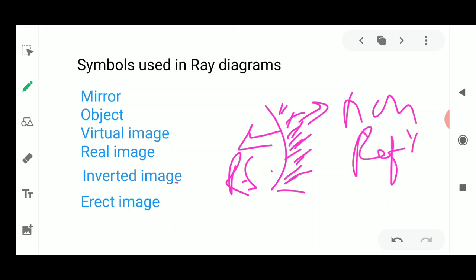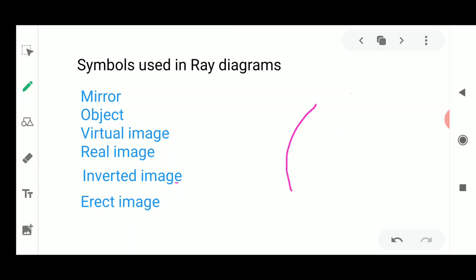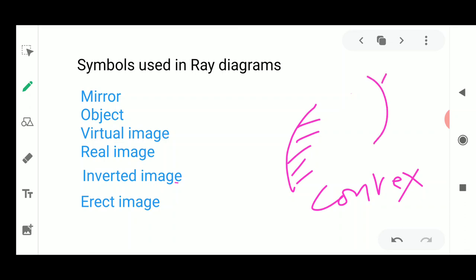So this is how the mirrors are drawn, where the diagram of a mirror is always shown with a curved line if it is a curved mirror. Now if a convex mirror has to be shown, it will be shown like this, and the inner part will be the non-reflecting surface. And the concave mirror will be shown like this. So this is how you show the mirrors. This was all about the symbols which are used in ray diagrams.